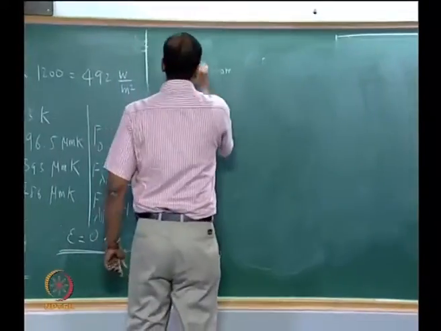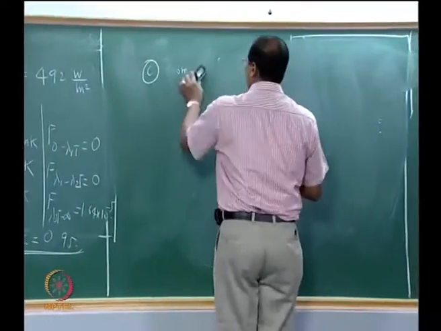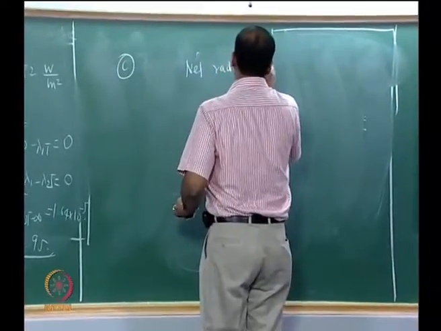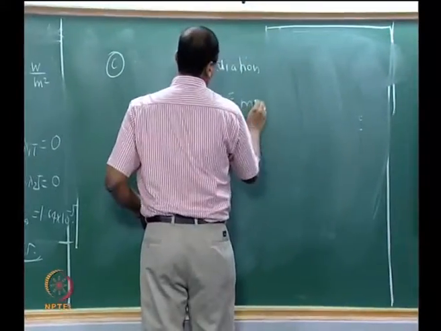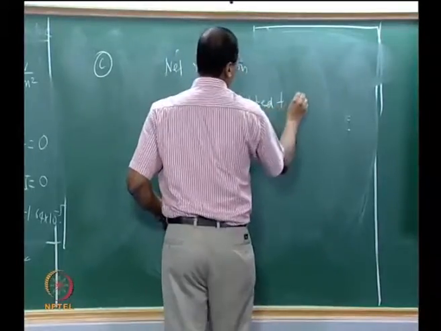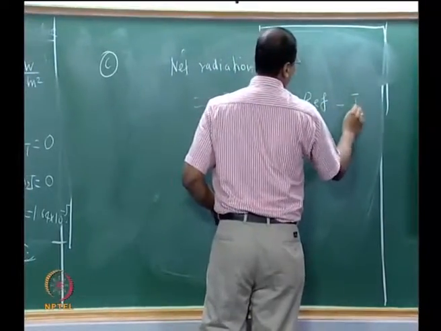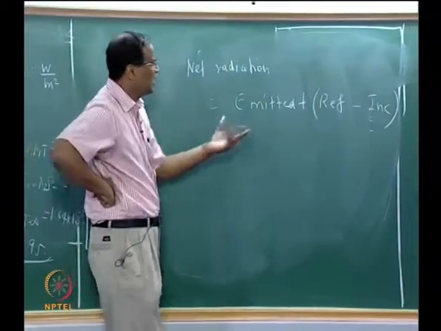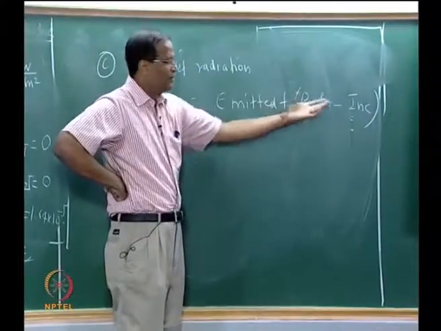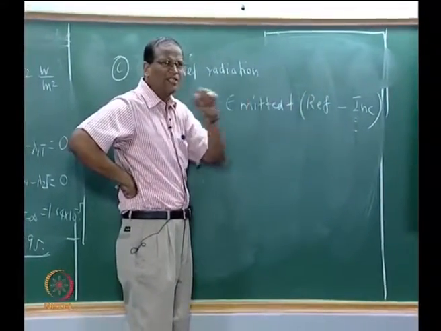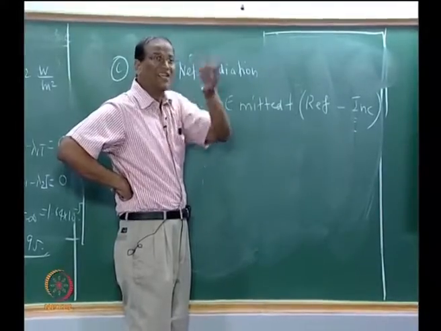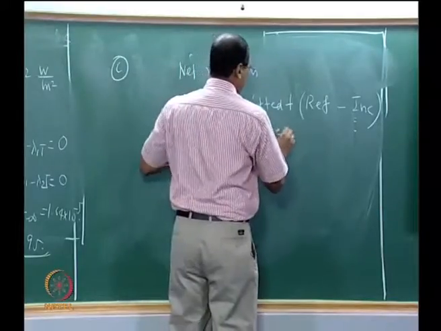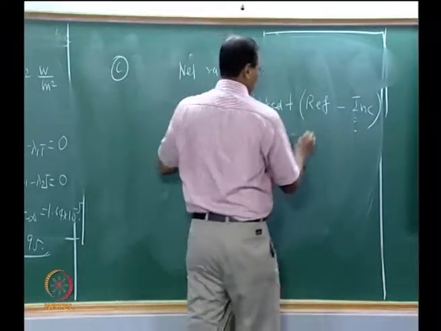Now part C, net. Emitted plus reflected minus incident. Why? Emitted plus reflected is what is going out minus what is coming in. But what is reflected minus incident? Rather incident minus reflected. Therefore this is also emitted minus absorbed. Is it correct? No.